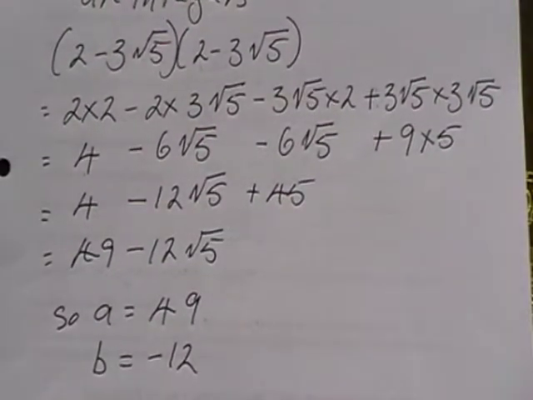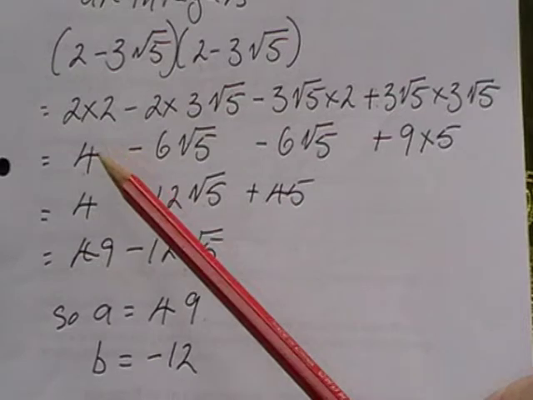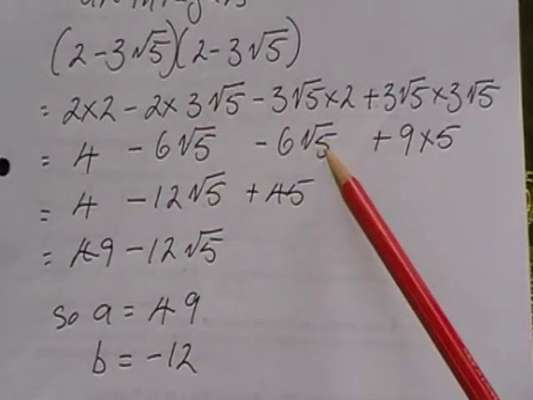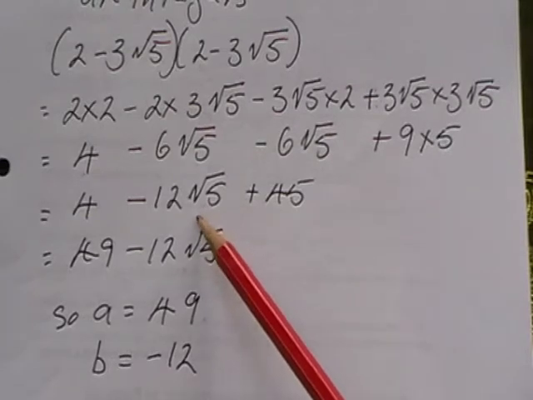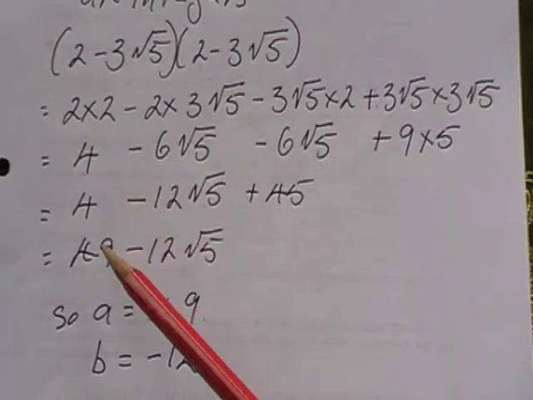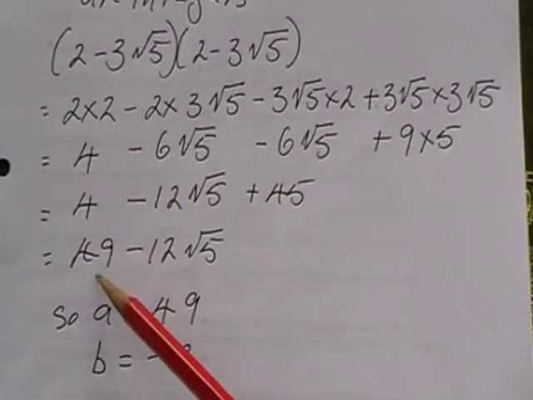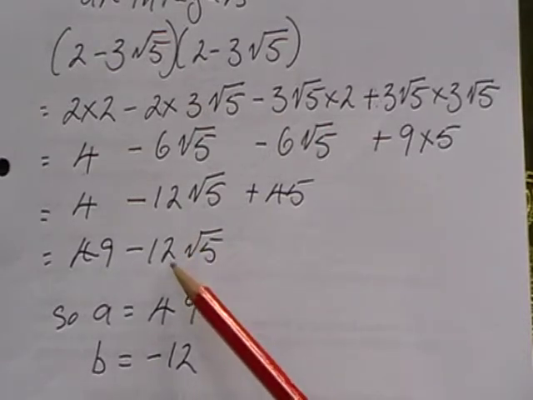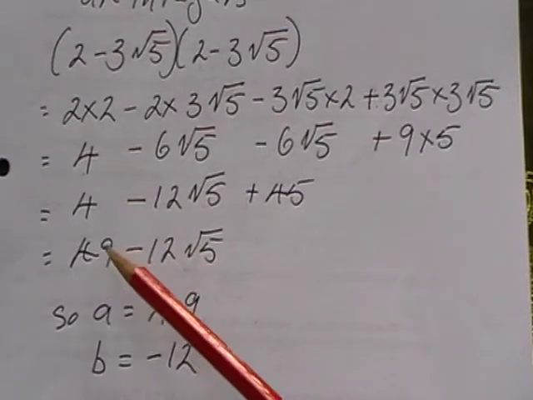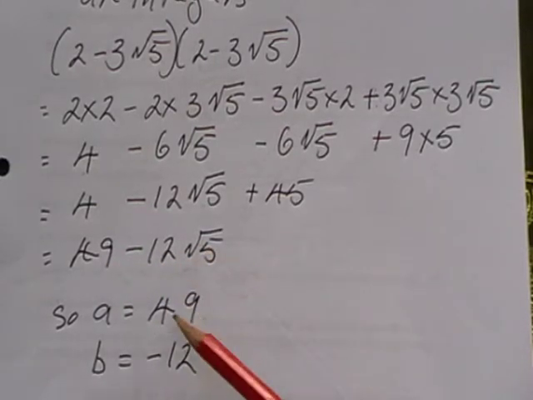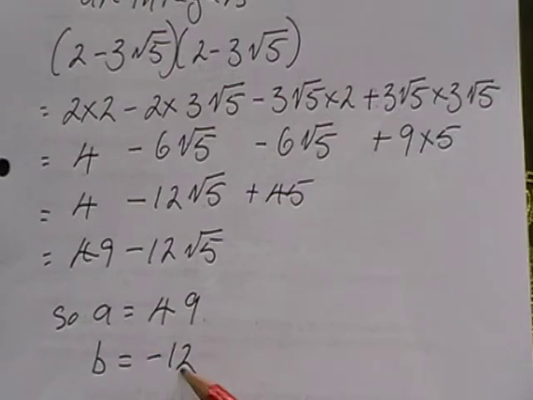And following down from that again, we have 4 minus 6 root 5 minus 6 root 5 is minus 12 root 5, plus 9 times 5 is 45. So we have 49 from the 4 plus 45, minus 12 root 5. We had to express it in the form of a plus b root 5, so that is a, b would be the minus 12 root 5. A is 49, B is negative 12.